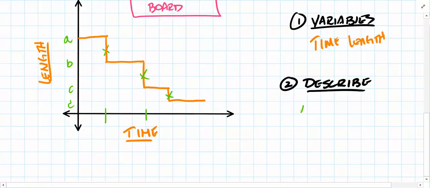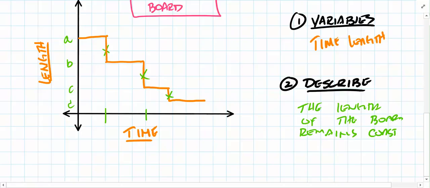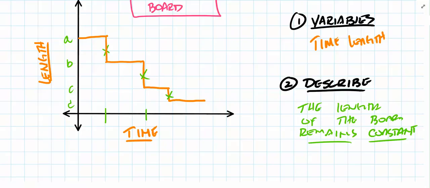So the length of the board remains constant. Now, let's talk about that for a moment. Let's just talk about that part. Remains constant. How do we know that the length remains constant? What in the graph gives away the fact that the length remains constant? Plav, what do you think?